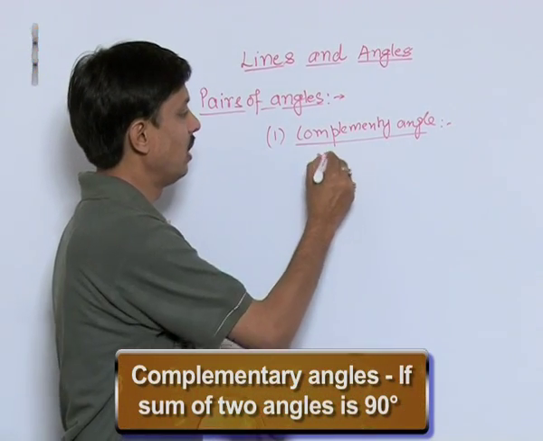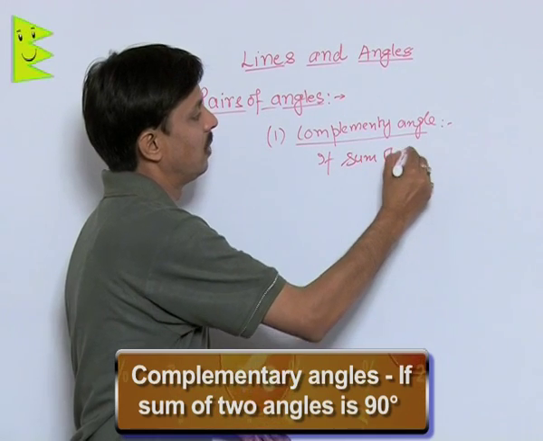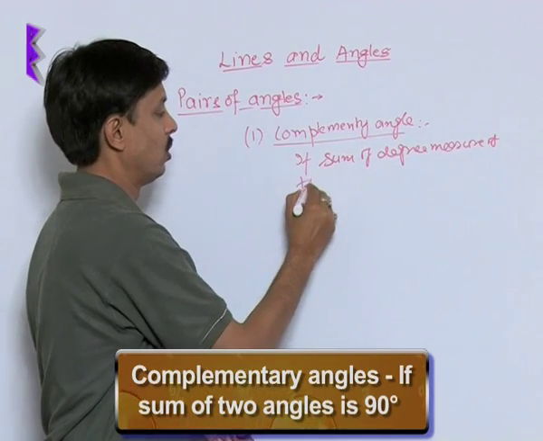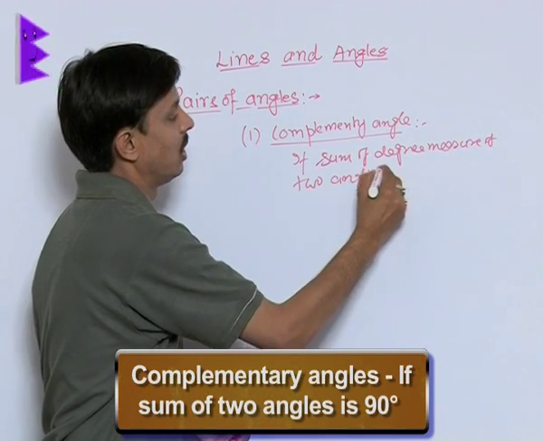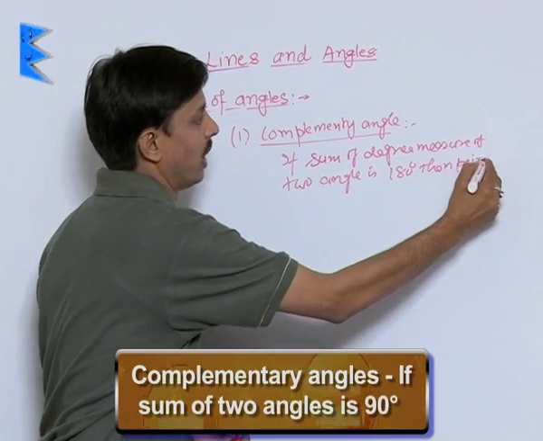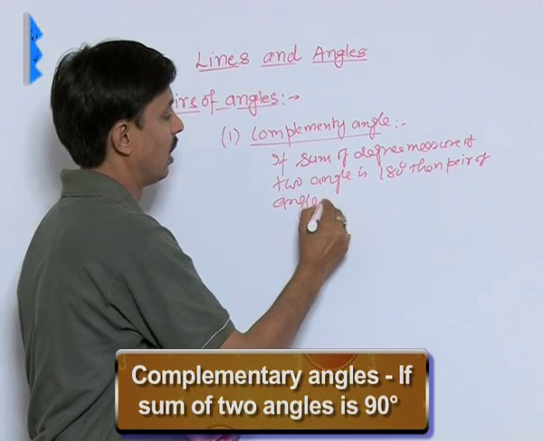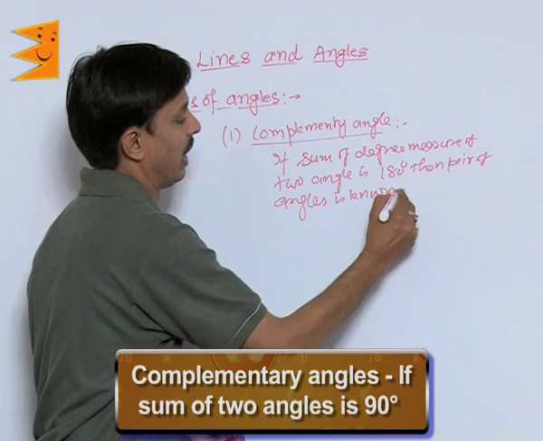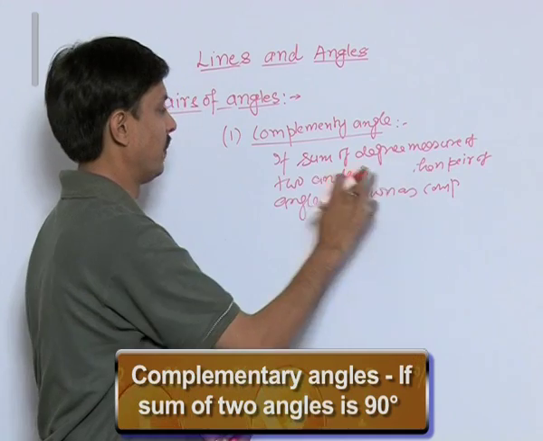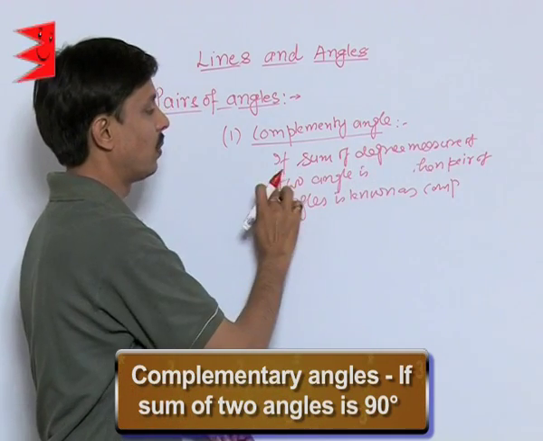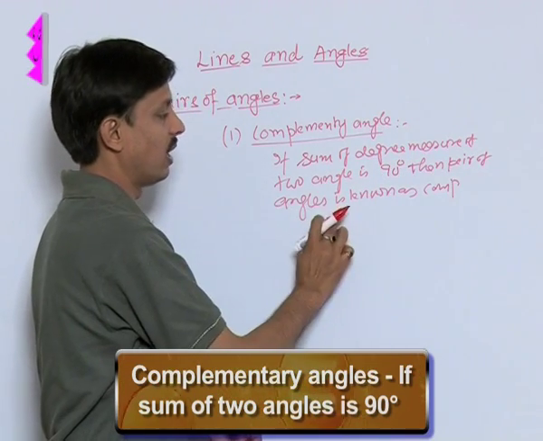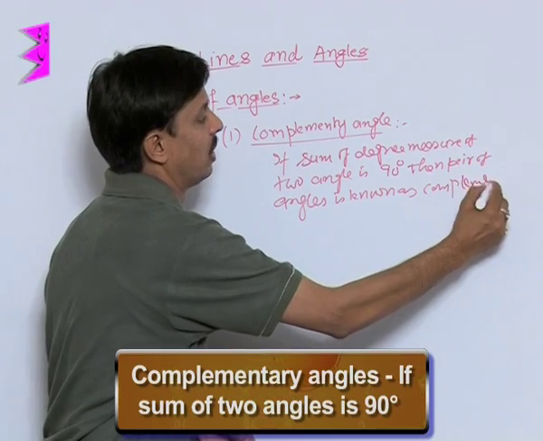If the sum of degree measure of two angles is 90 degree, then the pair of angles is known as complementary angles.